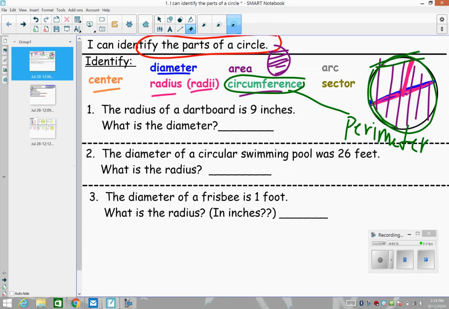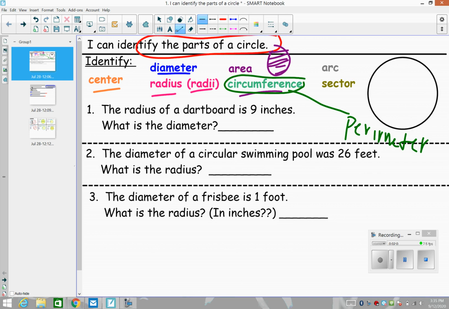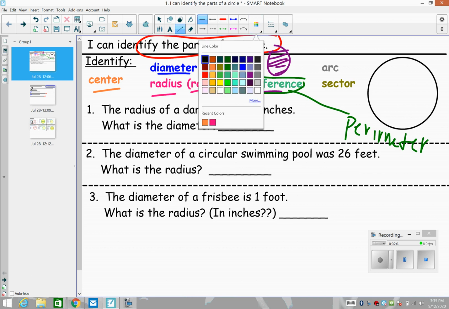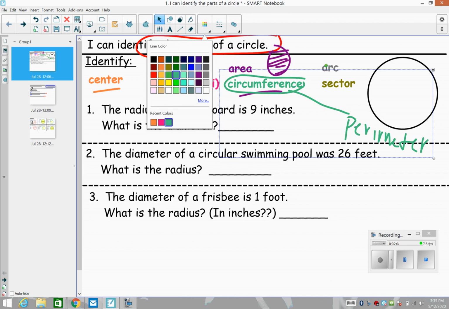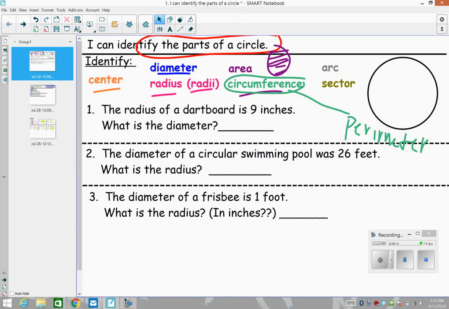All right, so we have two left to talk about. I'm going to erase these just for the sake of having some space to write. The arc. The arc of the circle is part of the circumference. So we just talked about circumference, right? The perimeter. So using the center, I'll try this again. Looks like I'm still stuck on the eraser here.